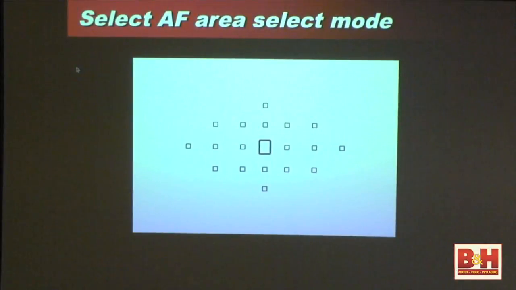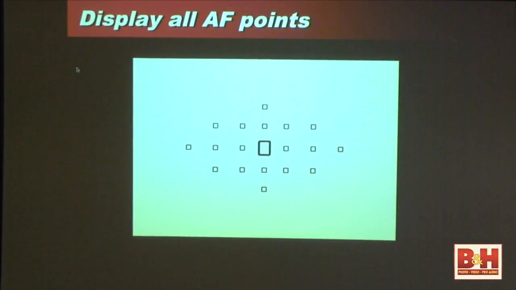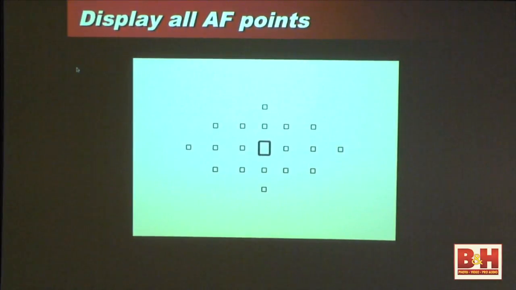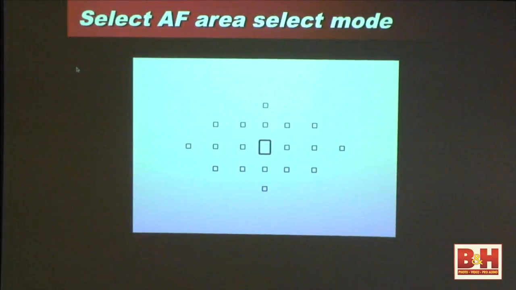In terms of autofocus, there's the ability, first off, to have it display all the focusing points. Normally when you manually pick your focusing points, you see the one point on screen and that's it. There are 19 focusing points in this system. Normally you see this in the viewfinder, one point at a time. If you want to see where the other points are as a reference, you can call those up. That's display all AF points as a custom function.